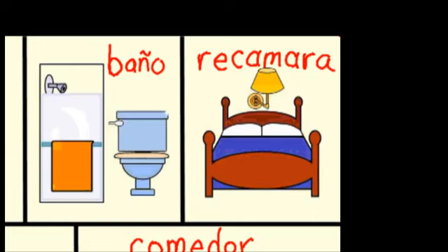But when a word ends with a vowel, we usually put the accent on the second to the last syllable, recamara. But that's not the way the word goes. We want recámara. So we're going to write an accent mark over the third to the last syllable, recámara.